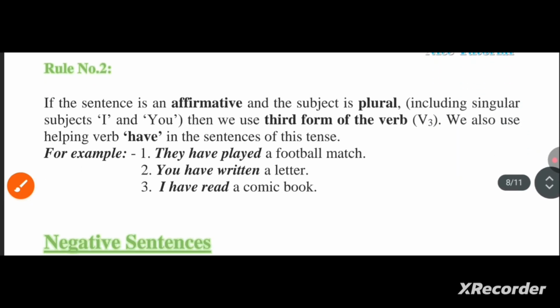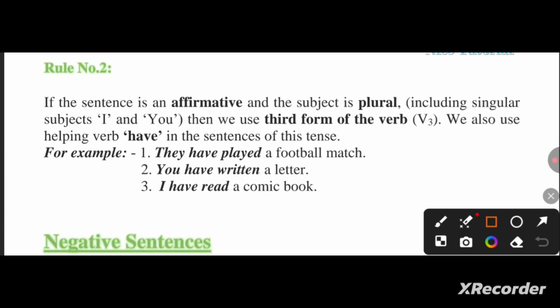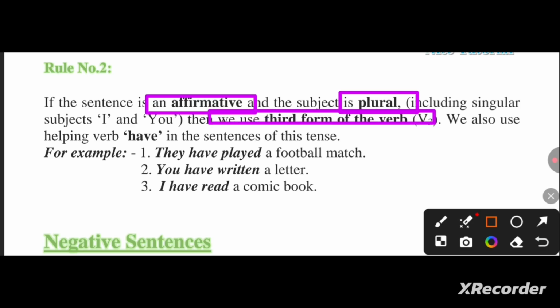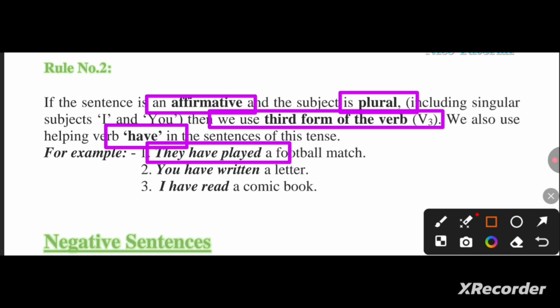Now, if the sentence is an affirmative one and the subject is plural, then again we use the third form of the verb. And the helping verb have we have to use. For example, they have played a football match. Here, subject is plural, that is they. Helping verb have has been used, and third form of the verb has been used.